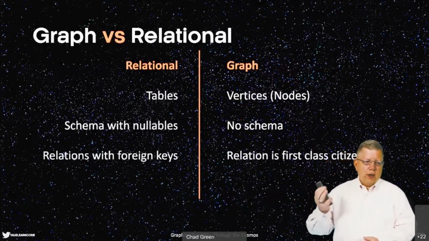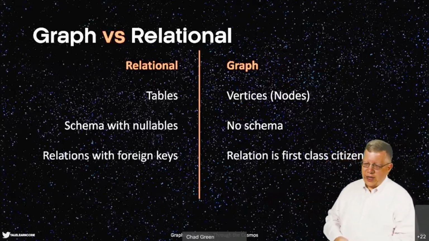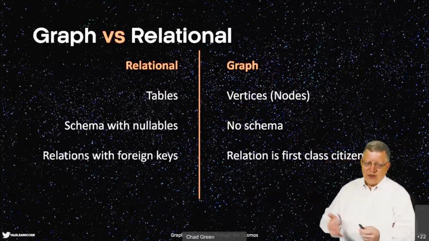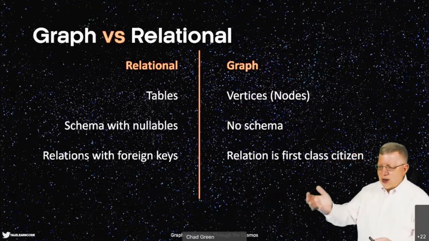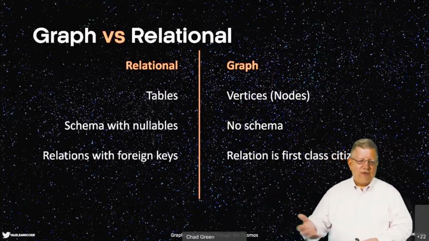Next one, in a relational database, the funny part is relationships are not a first-class citizen. You actually have to do it with foreign keys or join tables. Whereas in a graph database, relationship is a first-class citizen.